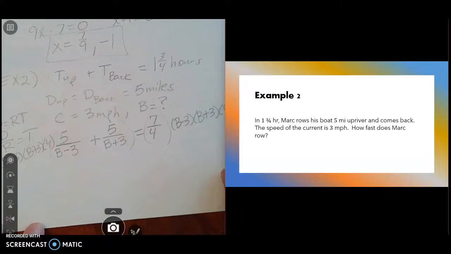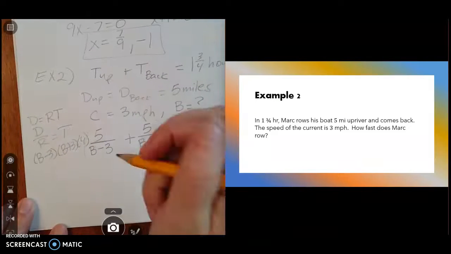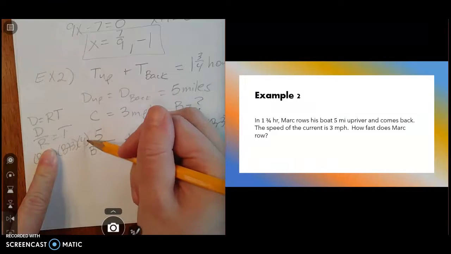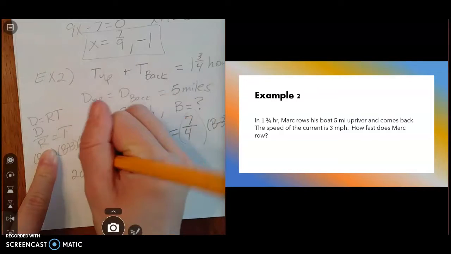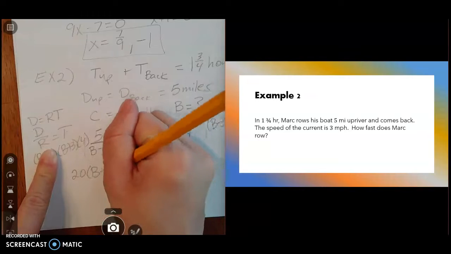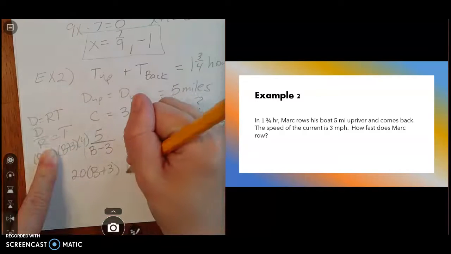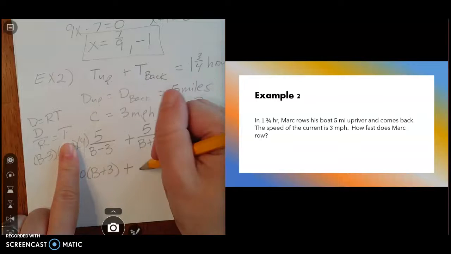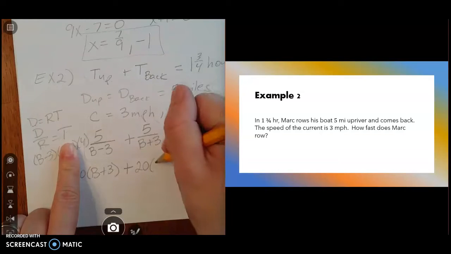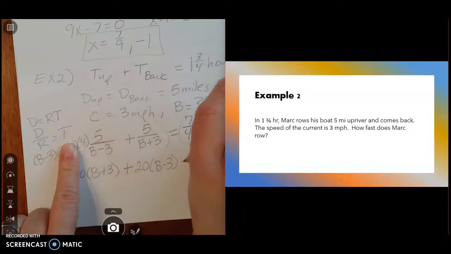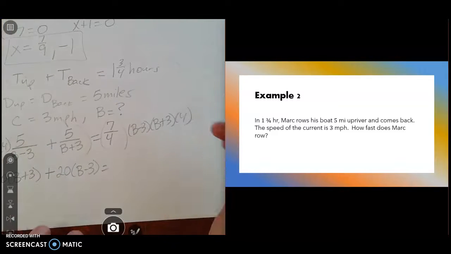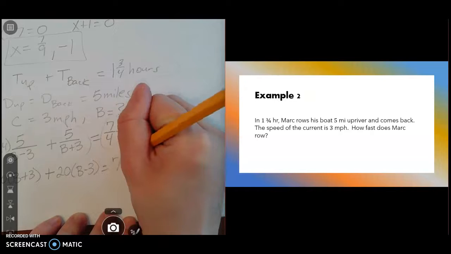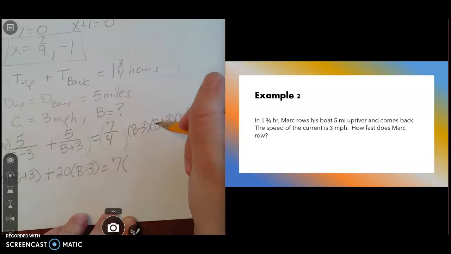All right, so let's talk about what happens one term at a time. First term, the b minus 3's are going to divide out. So I'm going to have 5 times 4, which would be 20, times b plus 3, which I'll multiply out in a minute. Next term, the b plus 3's are going to divide out. So now I've got 5 times 4, which is 20, times b minus 3. On the other side of my equation, the 4's will divide out. So now I have 7 times b minus 3 times b plus 3.